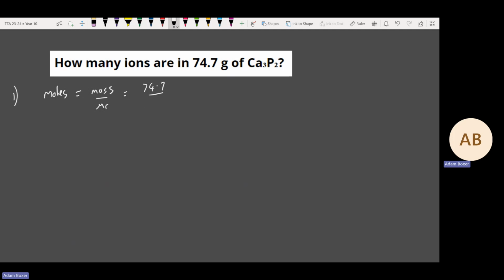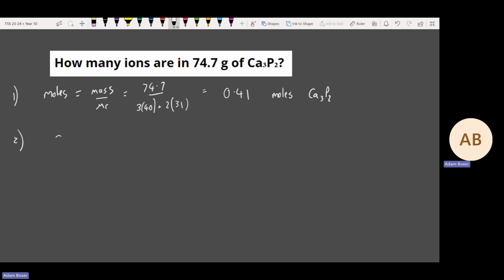So Ca is 40, so it's 3 lots of 40 plus 2 lots of phosphorus, which is 31. When I run that through my calculator, I get 120 plus 62, which is 182. So I'll do 74.7 divided by 182, and that will give me 0.41 moles of Ca3P2. And note how much working I'm doing here as well. Clear working gives you clear thoughts.